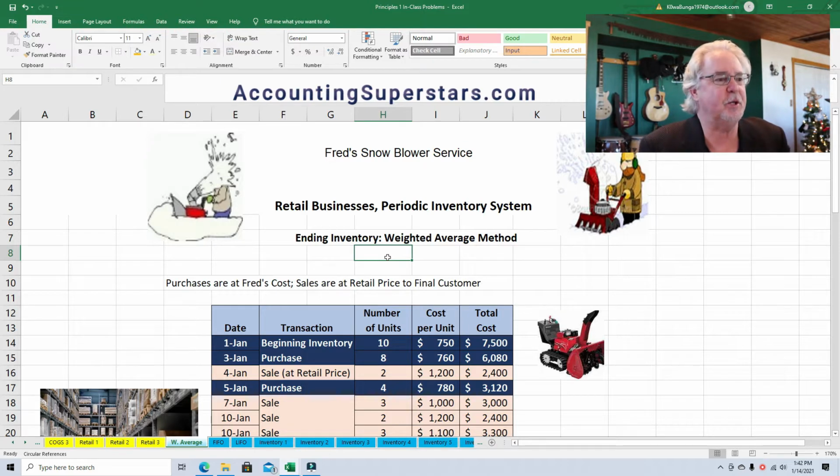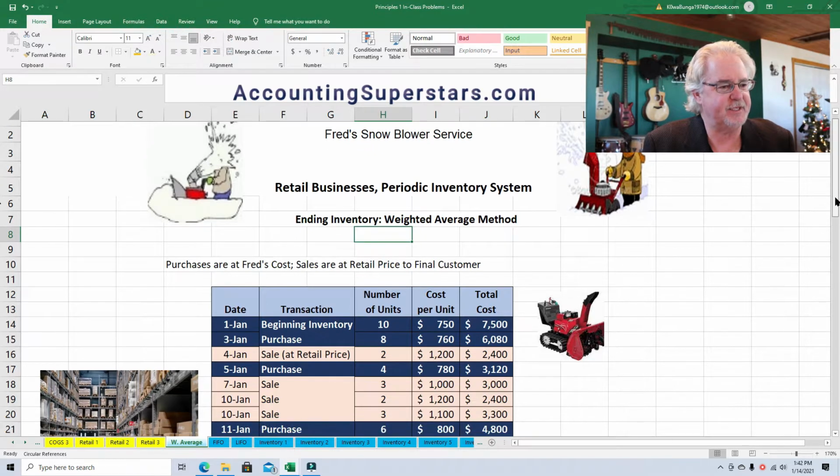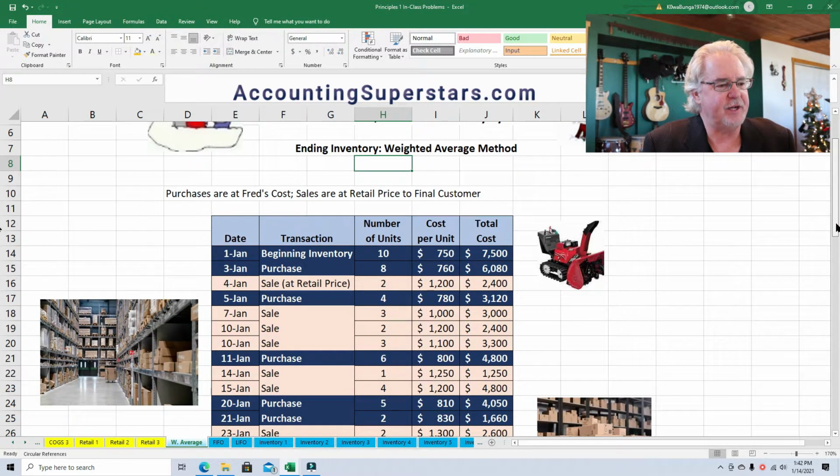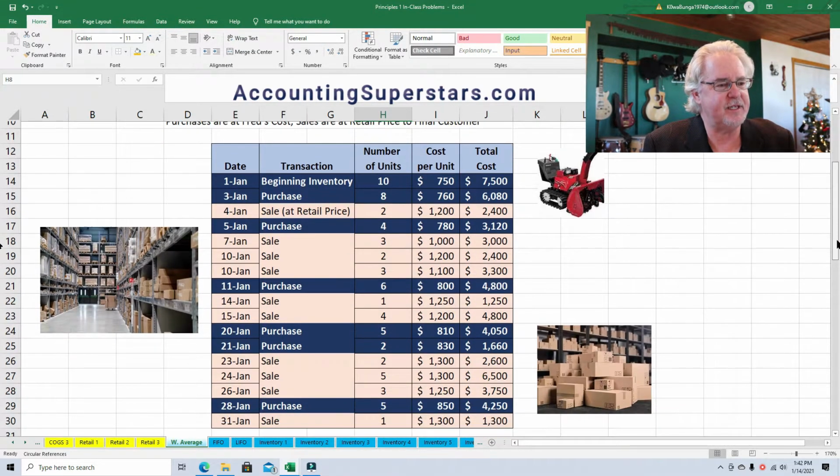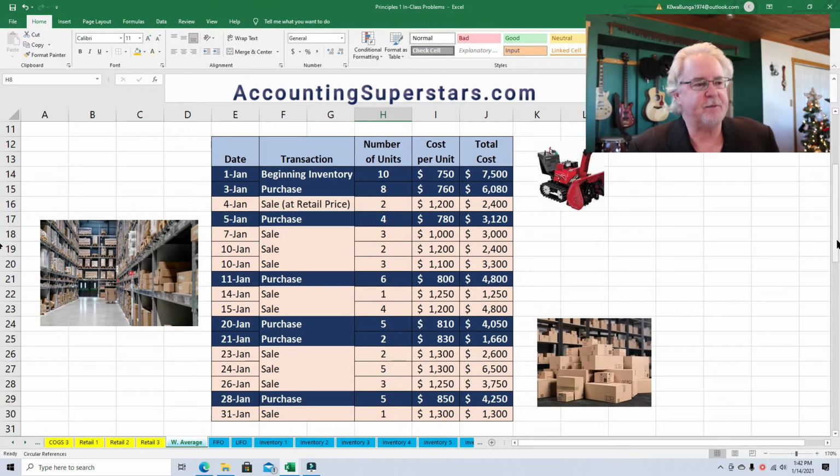We've got Fred's Snowblower Service. Fred's Snowblower Service sells and repairs snowblowers. Based on a true story, but the names are changed to protect the innocent. So here's what I've got. I've got a chart of all the activity that Fred had during the month of January.